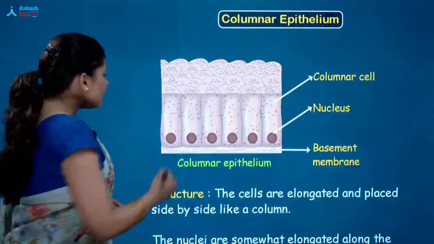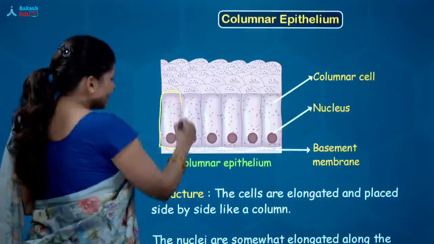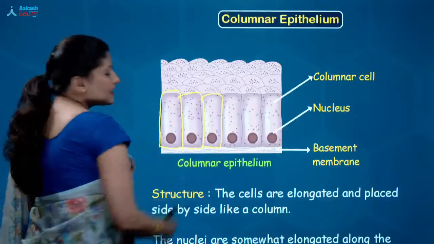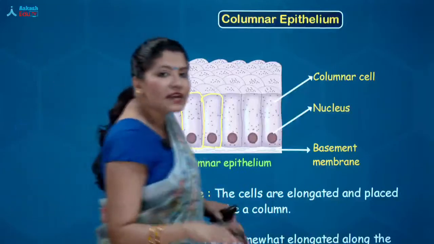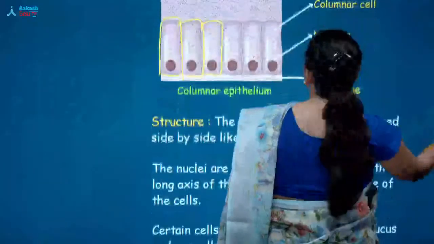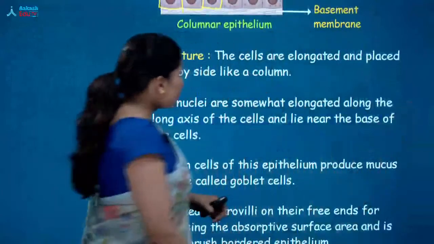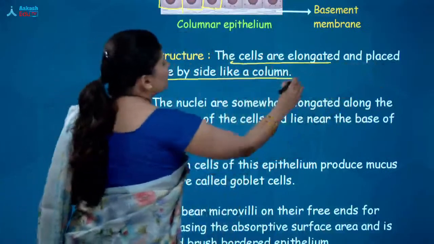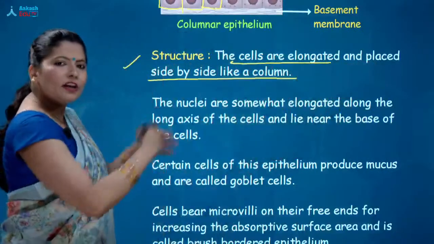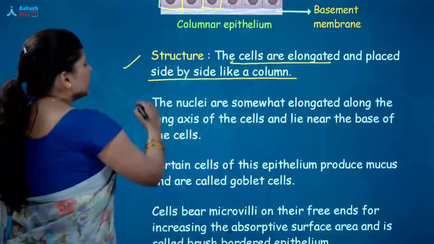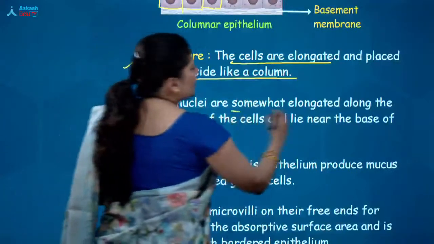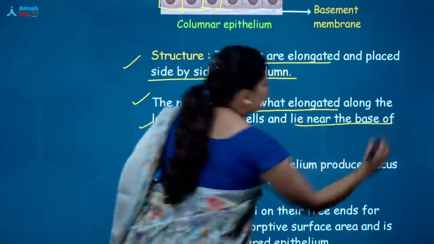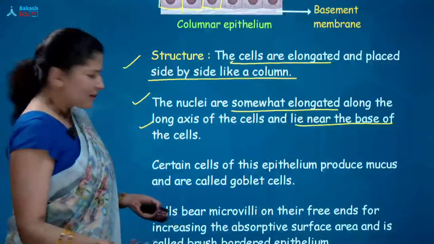Next is columnar. You can see the shape. These are quite elongated cells and here you can clearly see that the nucleus is present at the base of the cell. Nucleus कहाँ present होता है, at the base of the cell. So these cells are elongated and are placed side by side like a column. वो क्या बनाते हैं, column जैसी appearance हमें दिखाई देती है. The nuclei are somewhat elongated along the long axis of the cells and they lie near the base of the cells. This is the point.